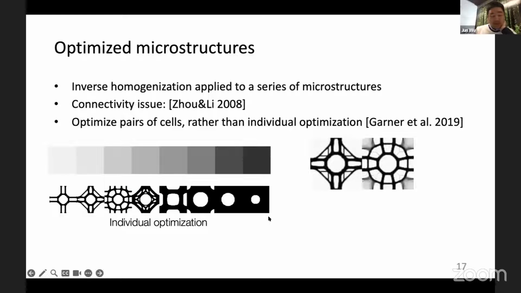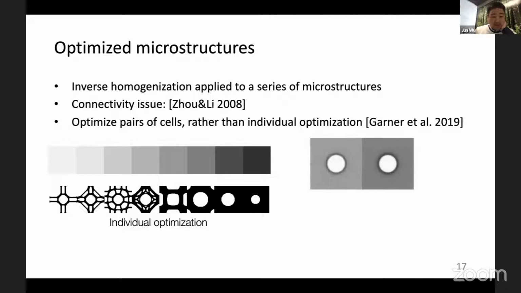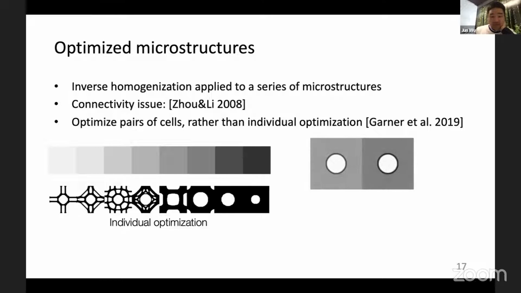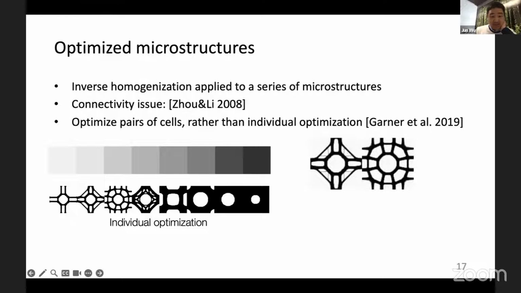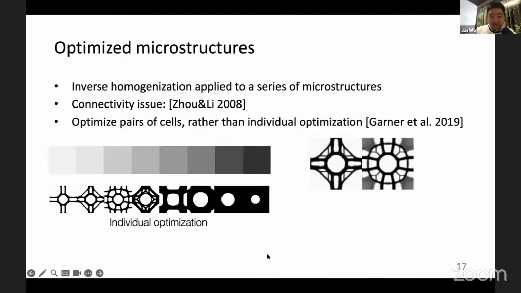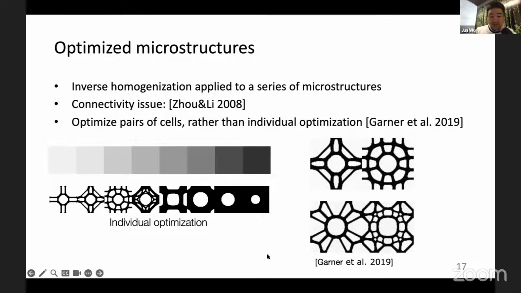You can also use inverse homogenization to design the microstructures. Shown here is a grayscale from 0.1 to 0.8. If you use this volume fraction to design unit cells, each of the unit cells is optimized. The problem here is that if you place 2 unit cells together, they do not necessarily form a good connection, because the unit cells are individually optimized.